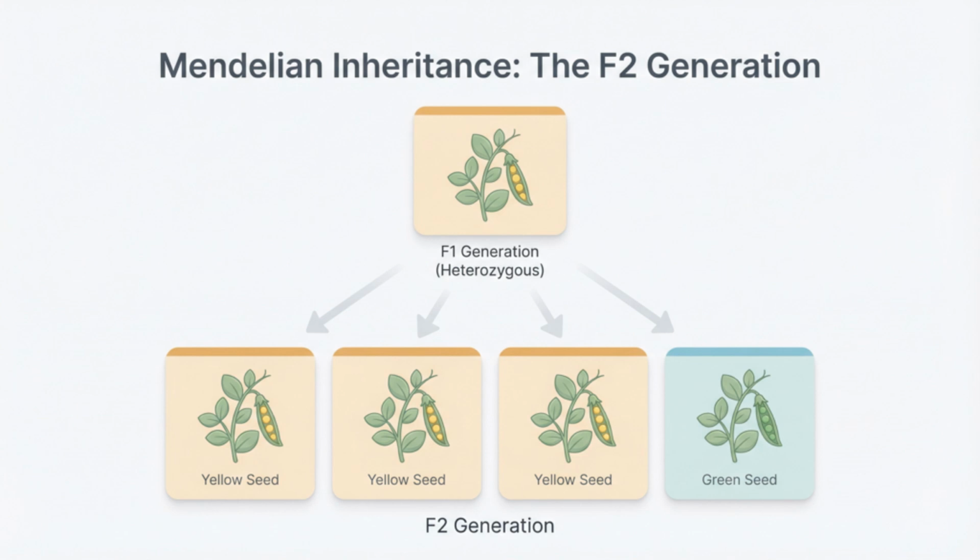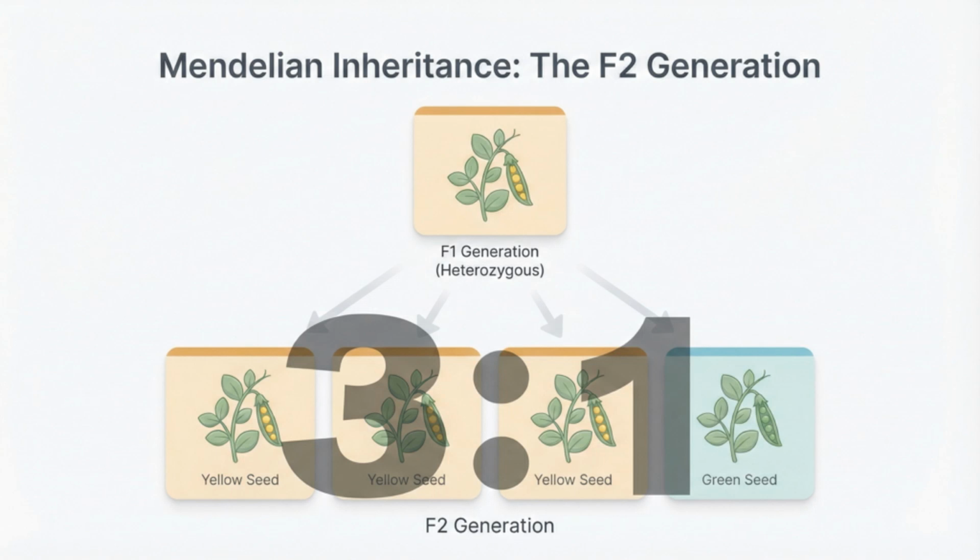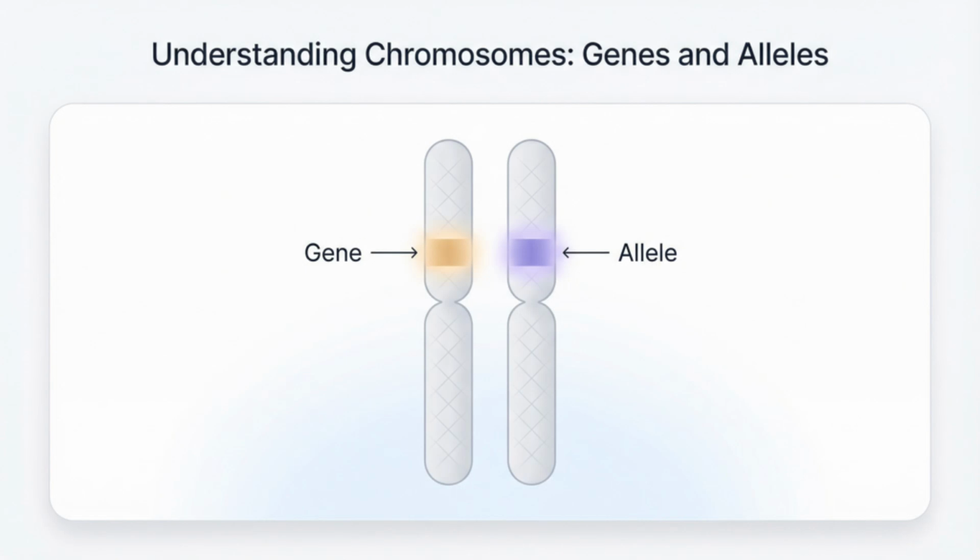And look what happened. The green trait came back. It appeared in a specific ratio, 3 yellow plants for every 1 green plant. This 3-to-1 ratio was the key. It told Mendel that the green trait hadn't been destroyed. It was just hidden. Mendel realized traits are controlled by factors, which we now call genes, but genes come in different versions. We call these alternative forms alleles. For example, the gene for seed color has an allele for yellow and an allele for green. They are different versions of the same instruction set.